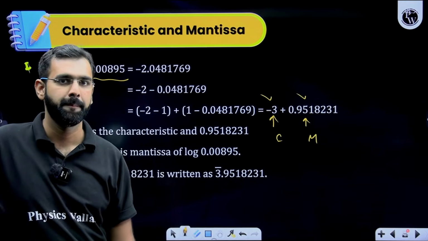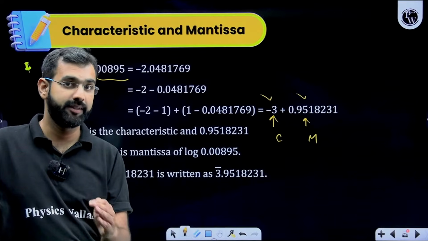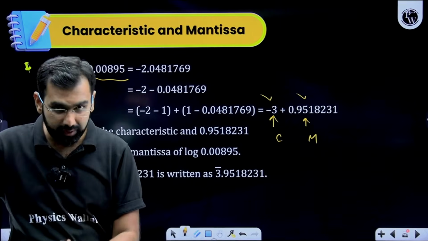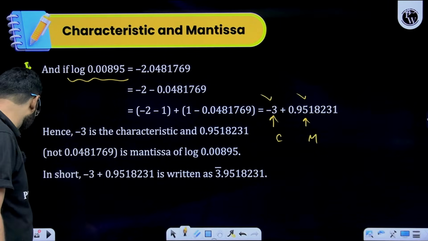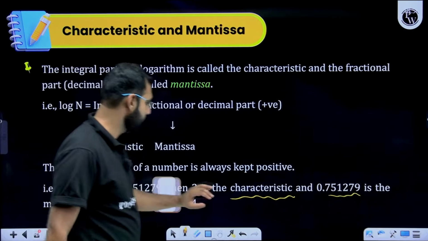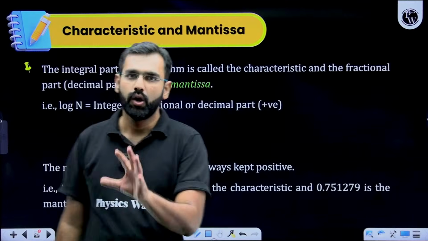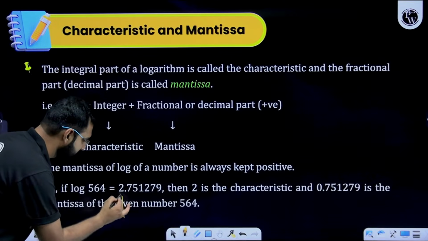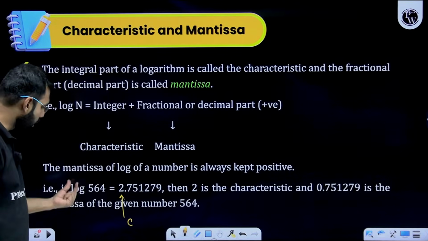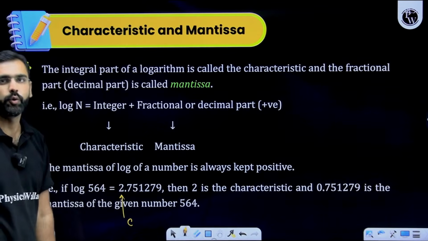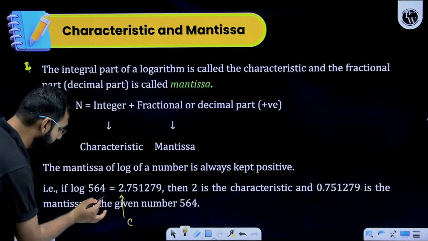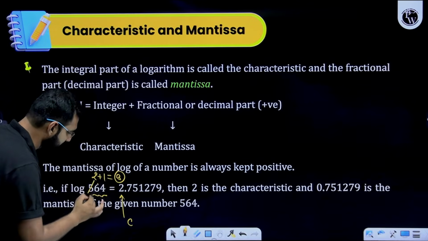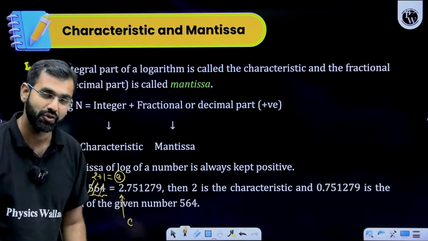Everybody understood this part? I hope you are understanding why it is important to keep the mantissa positive. Because with the characteristic, you get a lot of insights about the number. What insights? Now let's talk about that. If I quickly take you back towards this number, log of this 564 was 2 point something something. What was the characteristic here? The characteristic was 2. So log of a number has a characteristic 2. That means this number will always have digits 2 plus 1, that is 3. 564. Did you understand that part, or shall I repeat this?